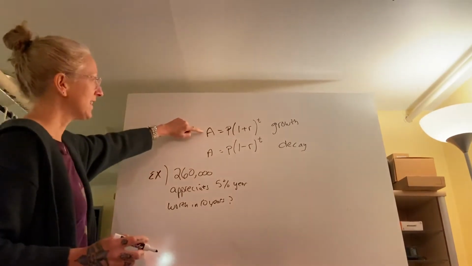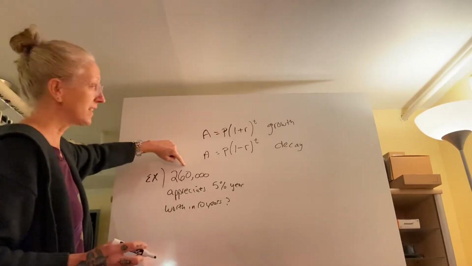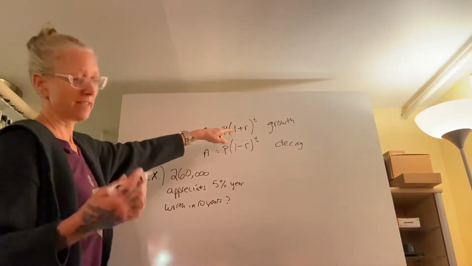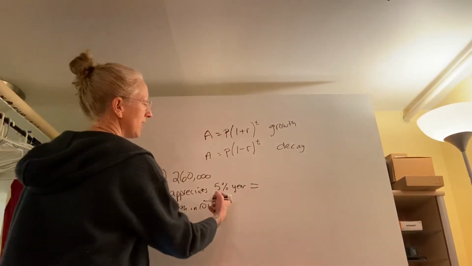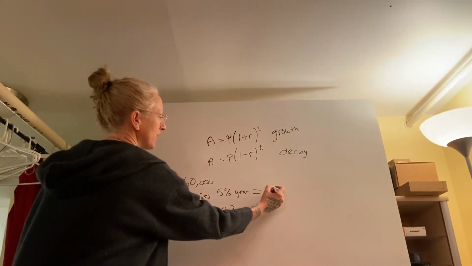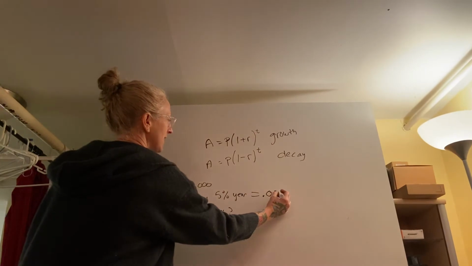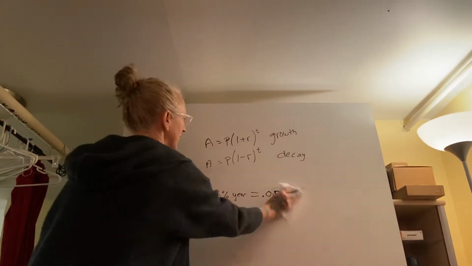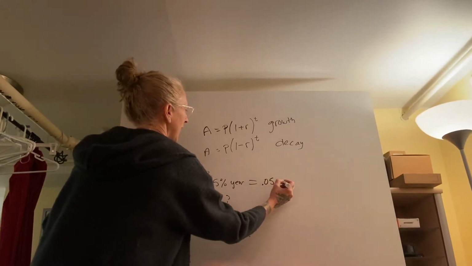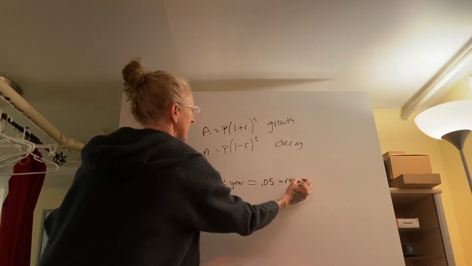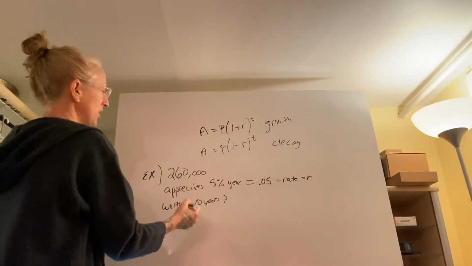All right, so A is the final amount that we're trying to figure out. P is the principal. In this case, it's $260,000. 1 is the number 1 plus the rate, and the rate we have to write as a decimal. So 5%, if you divide 5 by 100, you're going to get 0.05. So that's 5% as a decimal. That's going to be your rate, which equals R in the formula. And it's a growth function because it's growing, it's appreciating, okay?